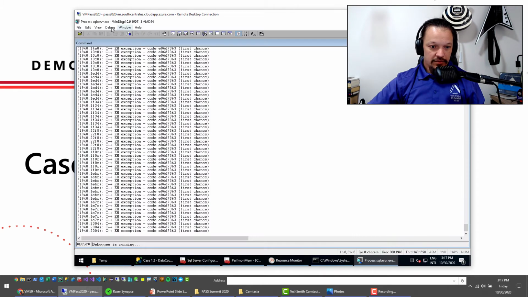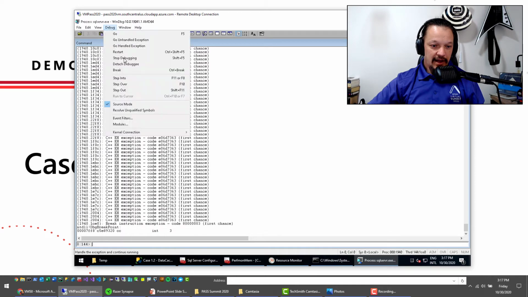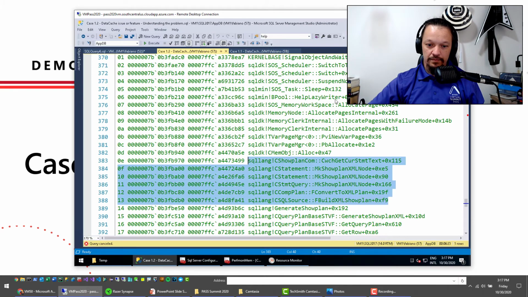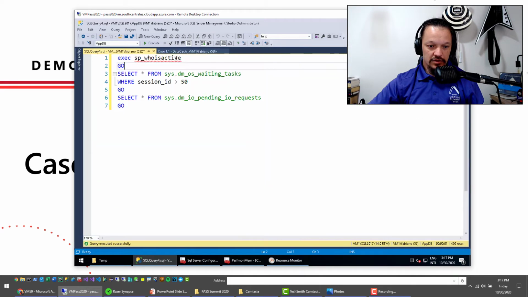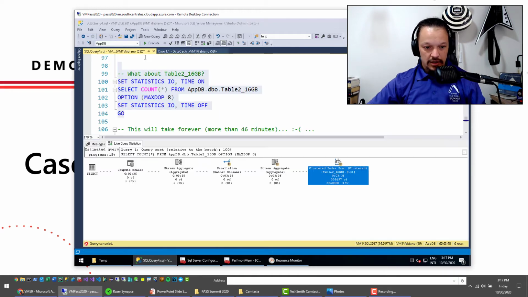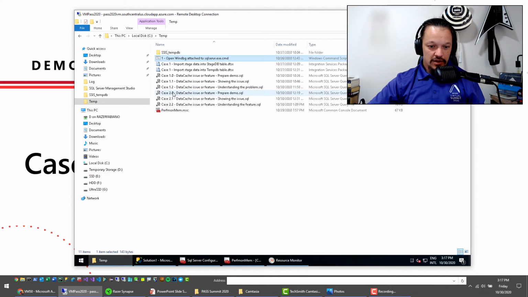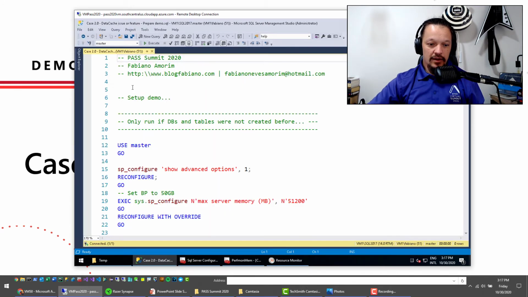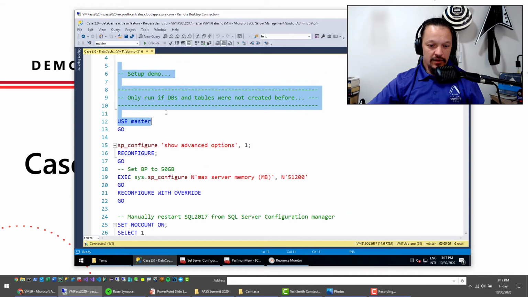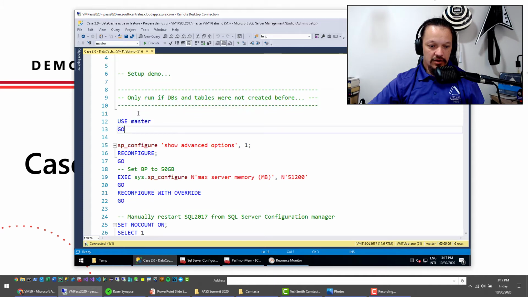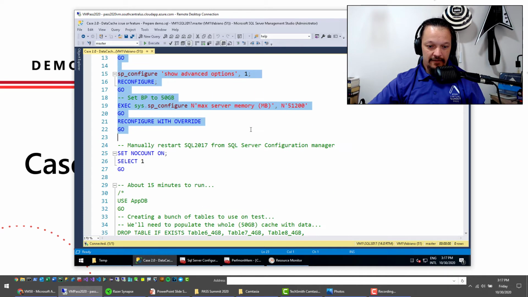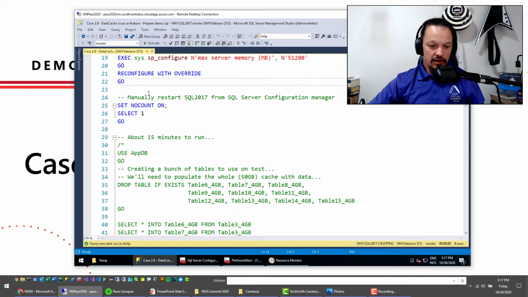Okay, so let me break this in the attach, the debugger, and close this one, and close this one. And let's go to the next problem. So the next problem, again, preparing the environment, just confirming that I have memory, and then restarting the instance.